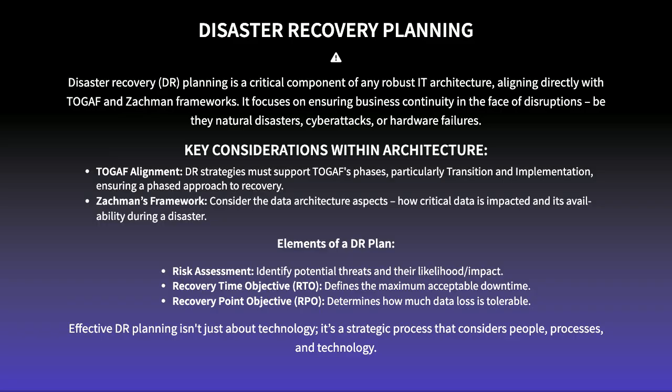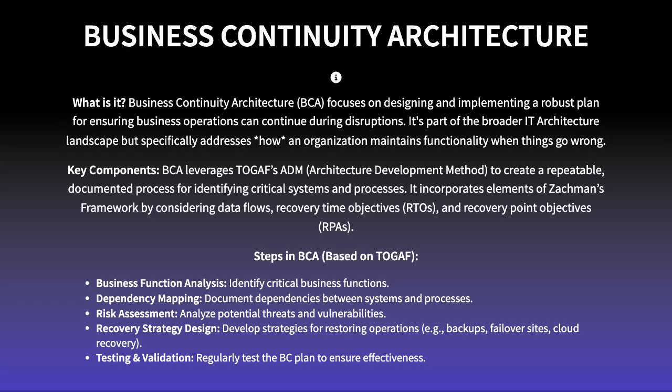Okay, let's talk about disaster recovery planning. This is a really important part of building a resilient IT architecture, fitting right in with frameworks like TOGAF and Zachman's model. Basically, we're talking about how to keep the business running if something bad happens, whether it's a power outage, a cyber attack, or some other kind of disruption. We need to think about what could go wrong and how quickly we can get back up and running. It's about setting clear goals for recovery time and acceptable data loss. Thinking about these things within the context of TOGAF and Zachman's frameworks ensures that DR is planned as part of a larger, strategic process.